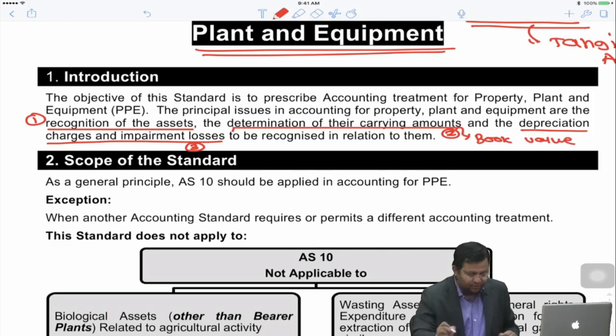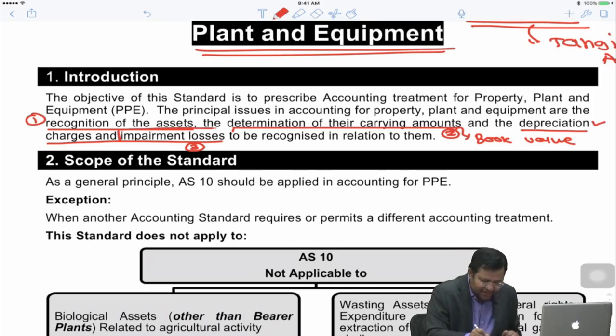Book value of an asset. So 3 things are covered in AS10. Number 1, recognition. Number 2, carrying amount. And number 3, depreciation and impairment losses. Out of which depreciation is covered in detail by this standard itself.